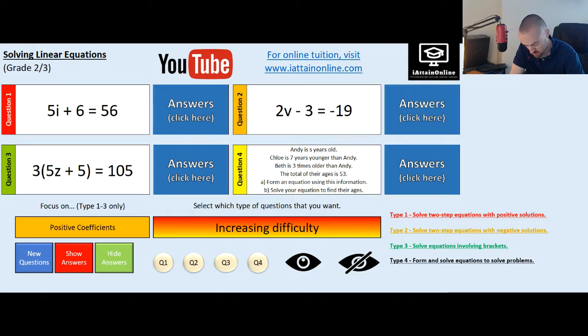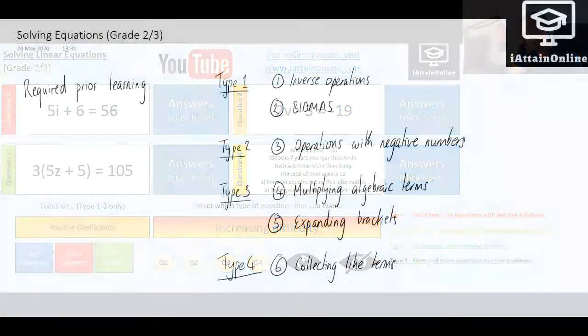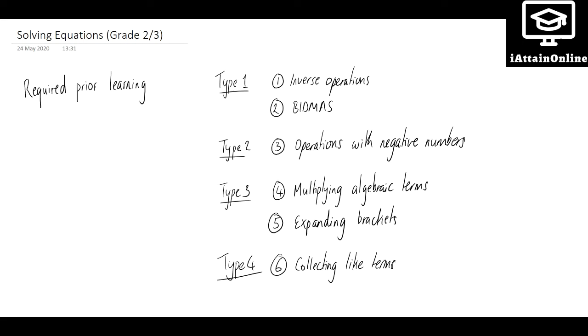In order to do these sorts of questions you need to know or be comfortable with quite a few different areas of maths. So type 1 involves inverse operations. The inverse of adding is subtracting, the inverse of timesing is dividing. BIDMAS, the order of operations, you might have learned it as BODMAS. And then type 2 will involve some negative numbers, so you need to be comfortable with those.